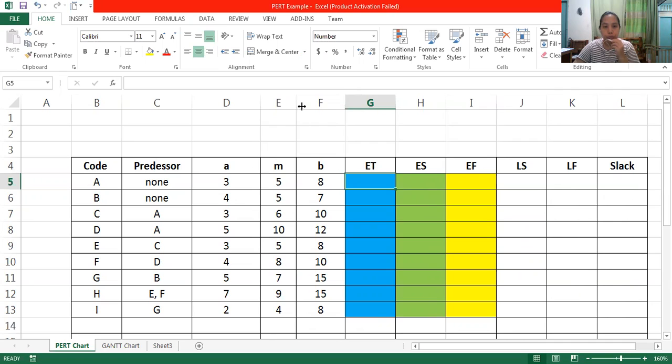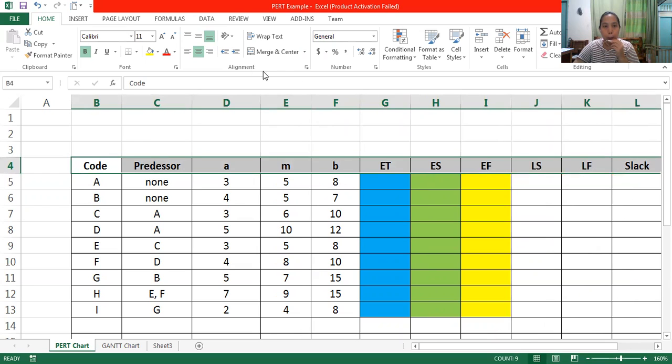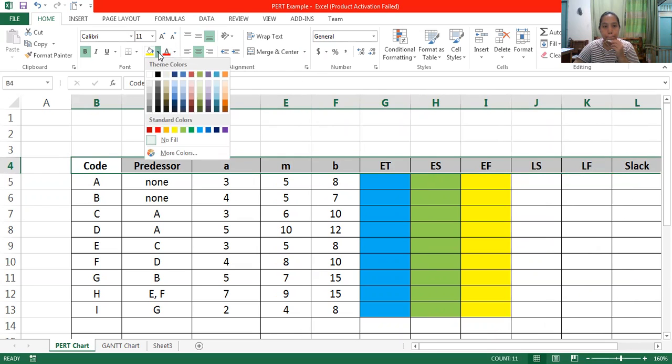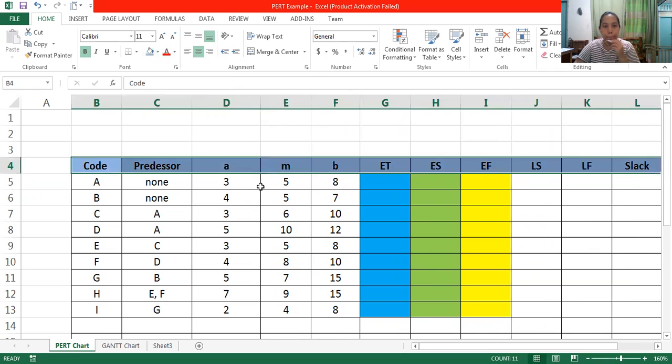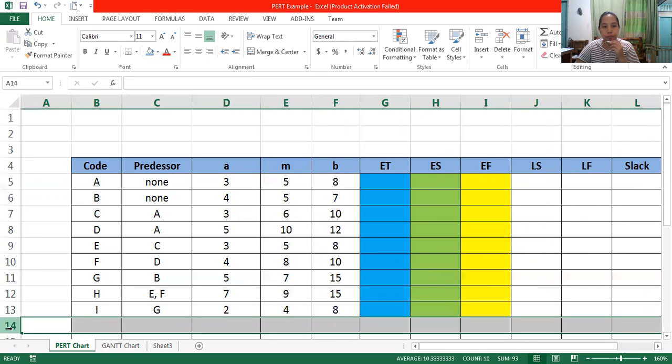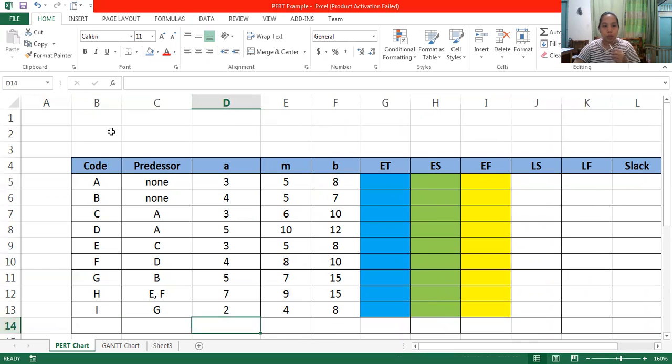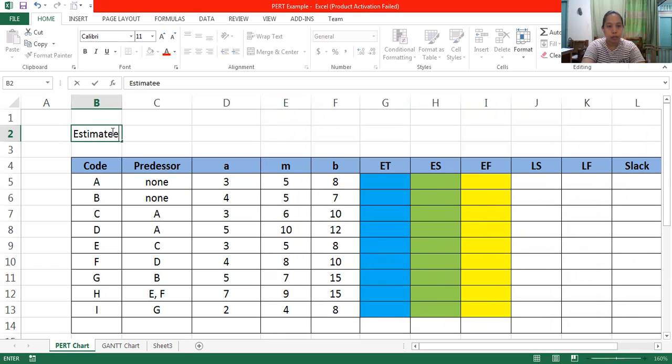The estimated time for optimistic is this one, and most likely, then the pessimistic. Okay. So we have here ET for the estimated time.